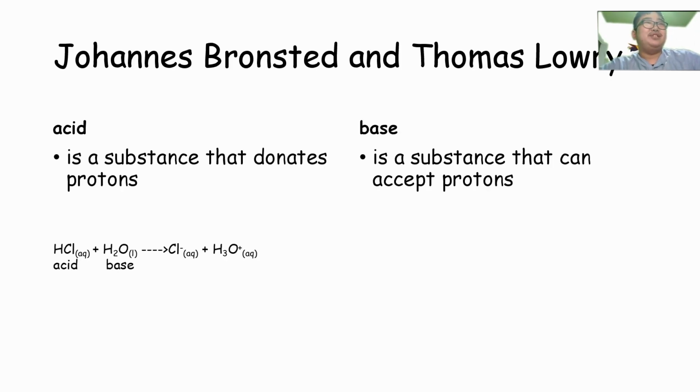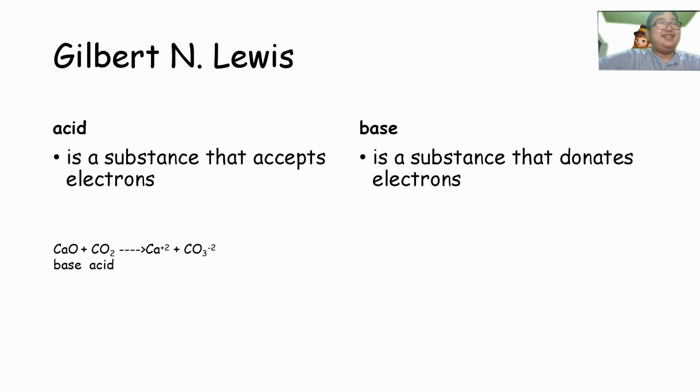Johannes Bronsted and Thomas Lowry. Acid is a substance that donates protons. And base is a substance that accepts protons. Is that the only thing? Okay. Gilbert Lewis. Acid is a substance that accepts electrons, and base is a substance that donates electrons. Basically, like the last one, except the roles here are reversed, and it is electrons instead of protons. And the example is that. I'm not gonna read it.